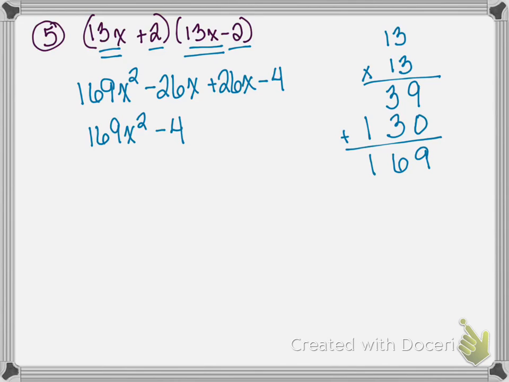Okay? Now, because we're going to have to use this in just a second, I just want to remind you about what difference of perfect squares means. 169 is a perfect square, x squared is a perfect square, and 4 is a perfect square. And you must have that subtraction sign right there. If you don't have the subtraction sign right there, it's not a difference of perfect squares. And that's more important when we are factoring. Okay? Can I go to the next one?